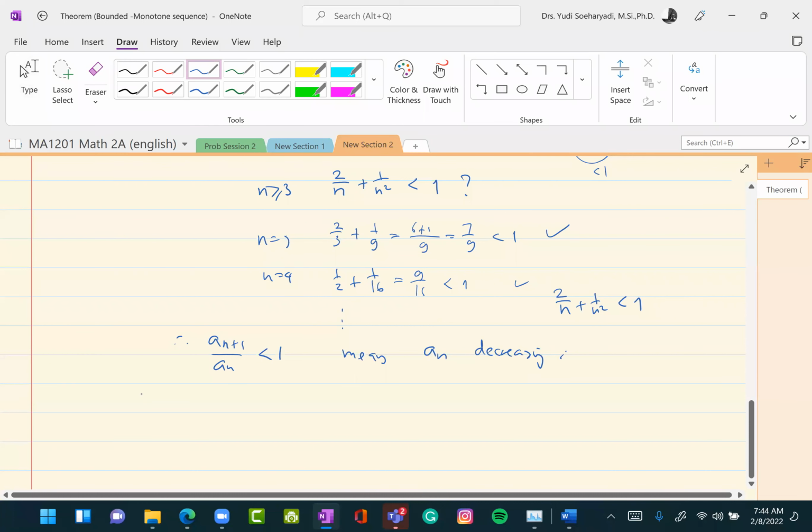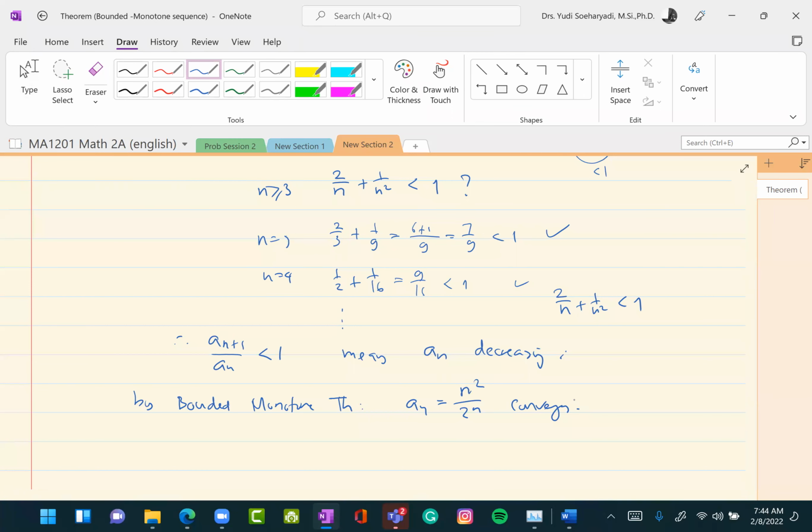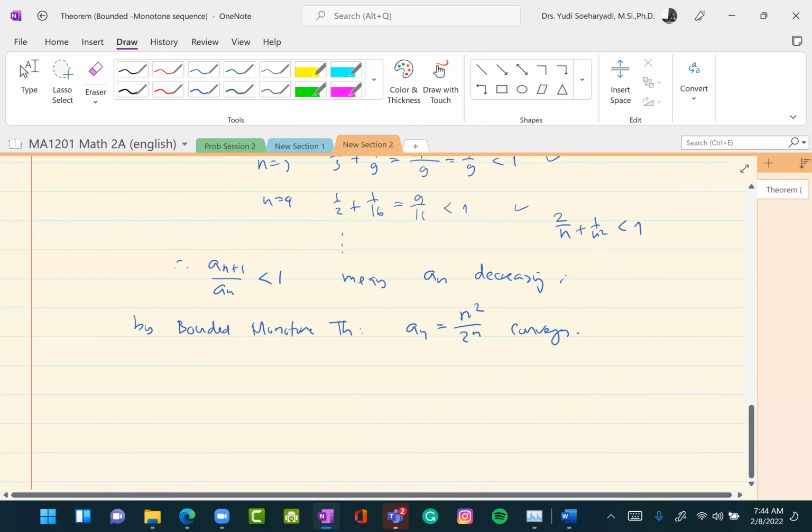Okay. So by the bounded monotone theorem, the sequence converges. Okay, but it doesn't say what the limit is. It just says whether it converges or not.